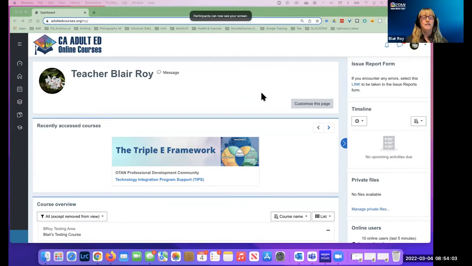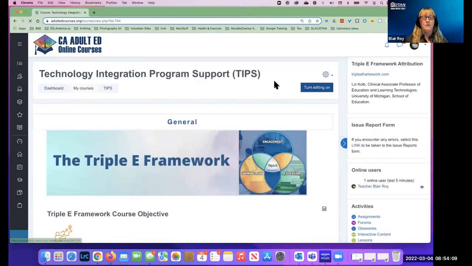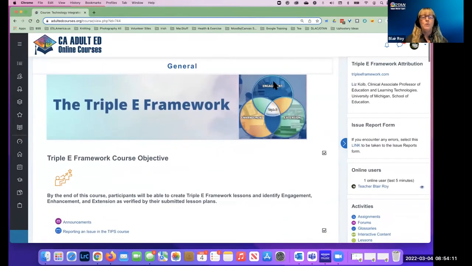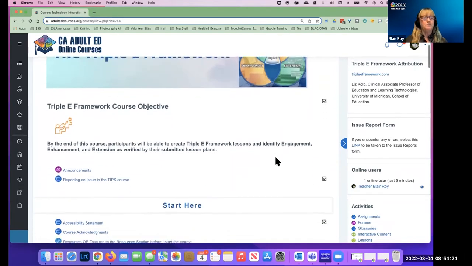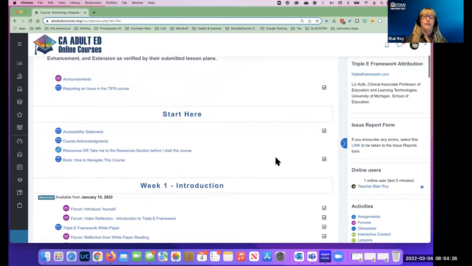So here is the EEE framework course, developed over the course of a year. And we'll get started. So what we wanted to do was to provide a way for us to help teachers learn how to incorporate the EEE framework into their lessons effectively. So we've developed this course that hopefully provides that. We've had one pilot go through, and you'll be hearing from some of them today.